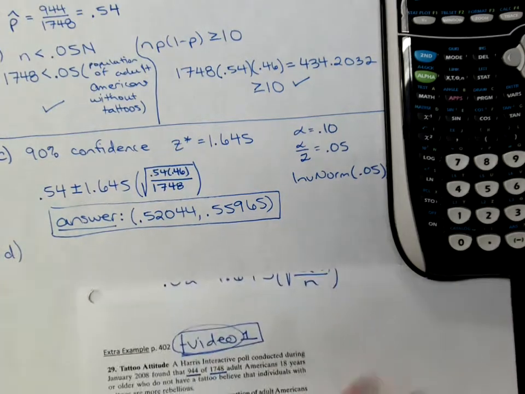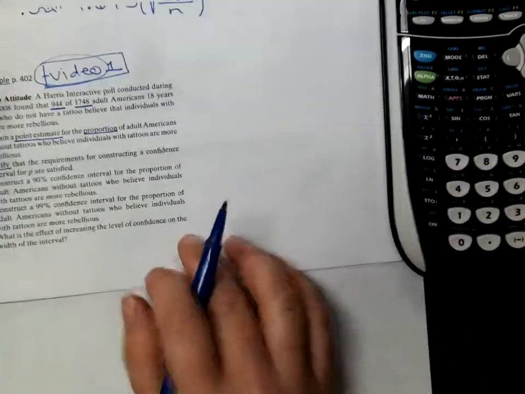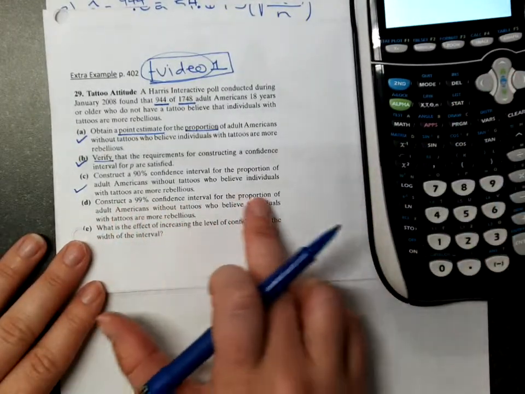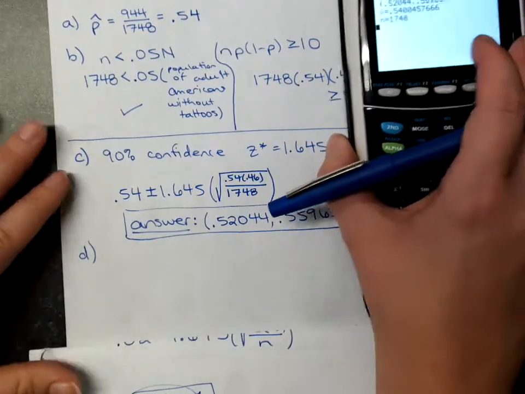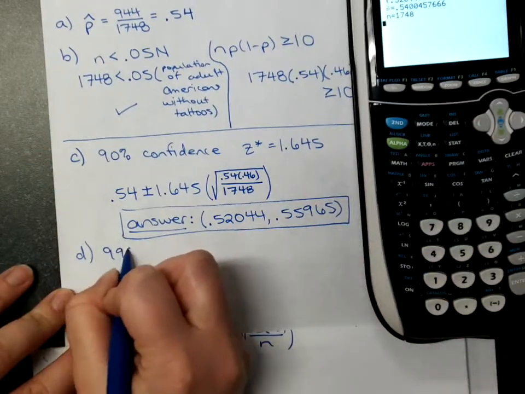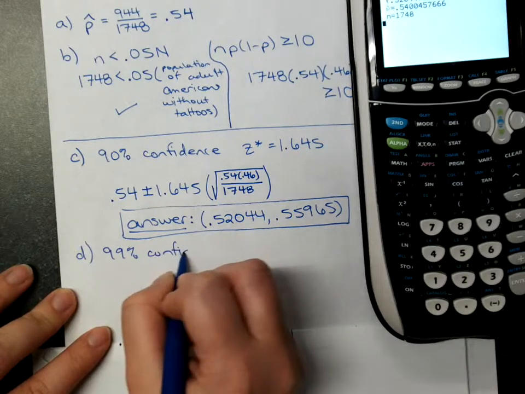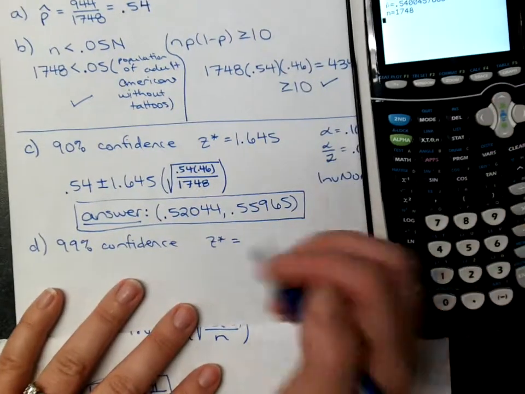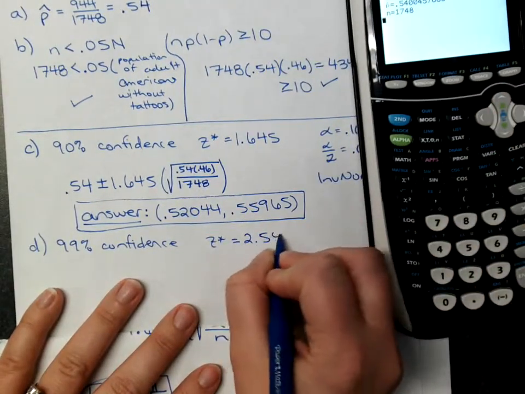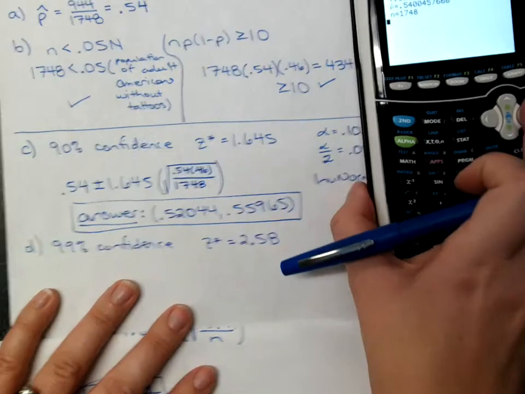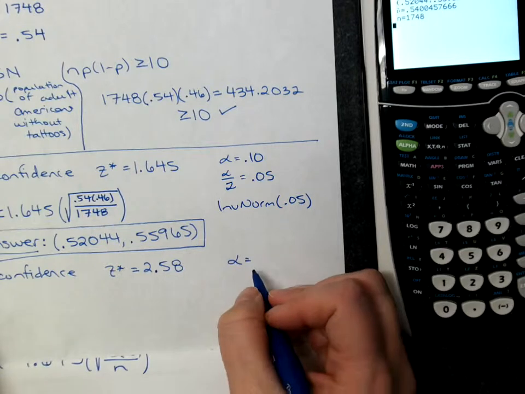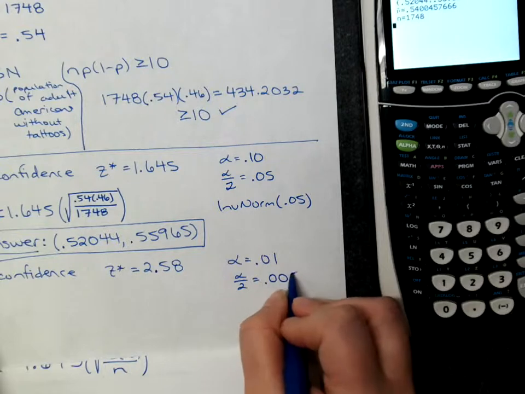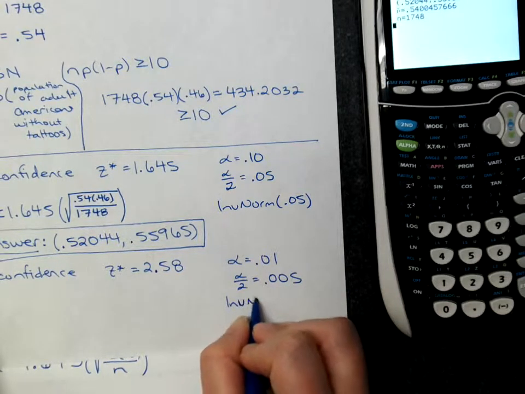Part D, we're going to do the same thing. So this time we're going to construct a 99% confidence interval for the exact same thing. The only thing that's different here is our critical value. So 99% confidence has a critical value of 2.58. And again, you can remember that, or you can look it up using the leftover. So alpha, the leftover here, is 1%. We cut that in half for each tail. That's 0.005. And then you do inverse normal of 0.005.